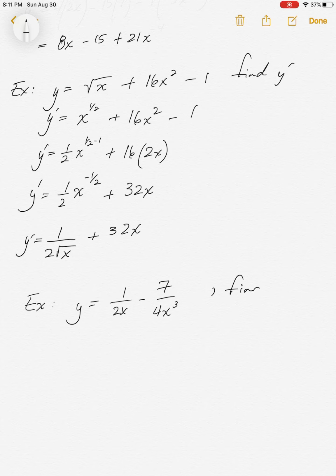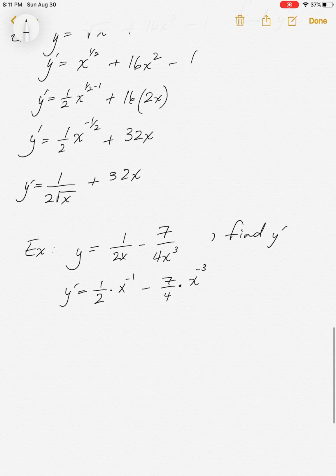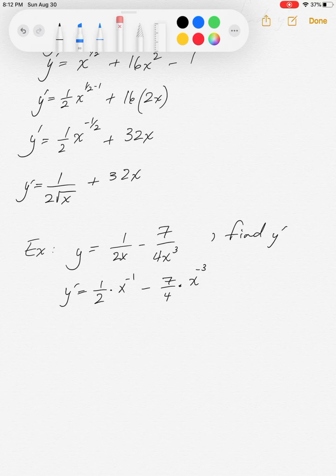All right, let's rewrite the problem. We still finding first derivative. Rewrite the problem. Y prime equals 1/2 times x to the negative 1. I told you, become a magician with those power rules. Those laws of exponents. So if you got a variable in the denominator, you can write that variable in the numerator and toss a negative exponent on it.